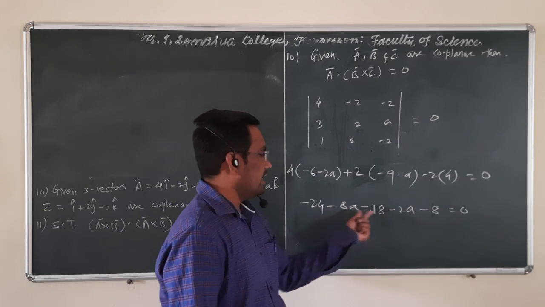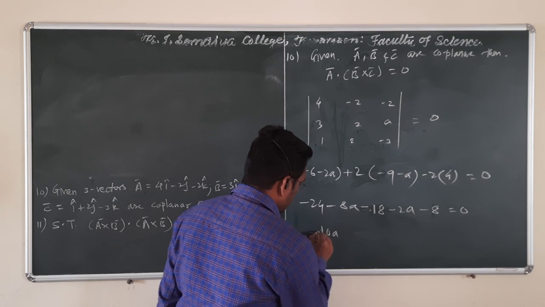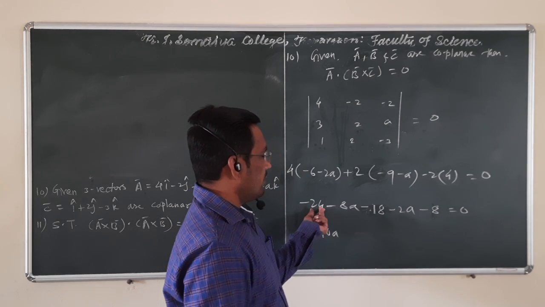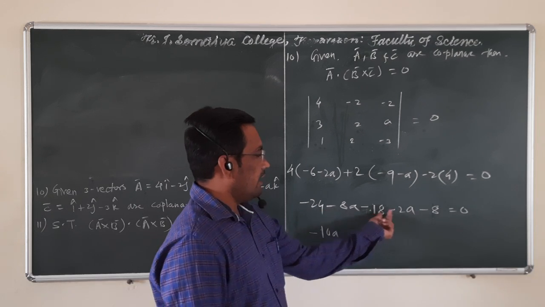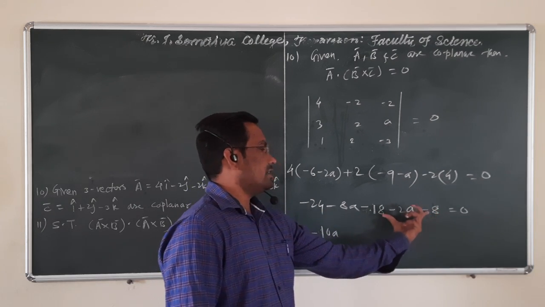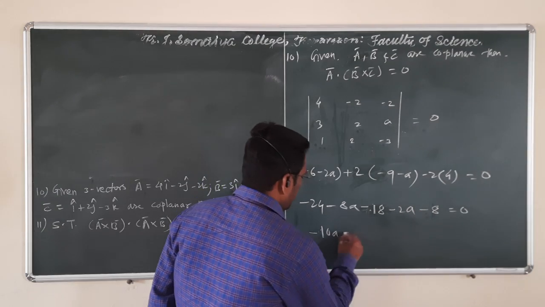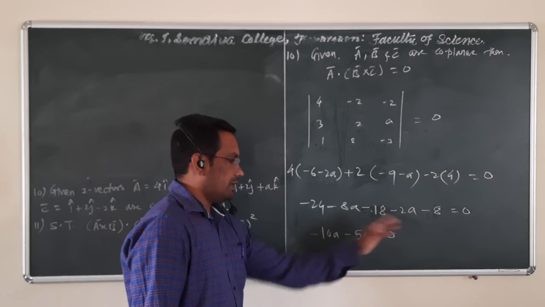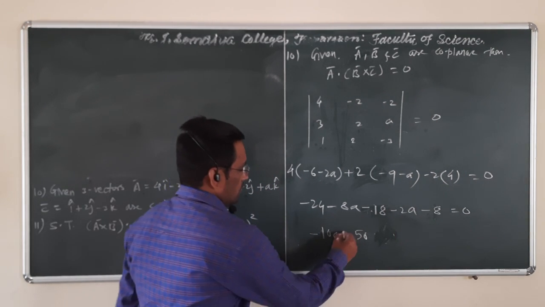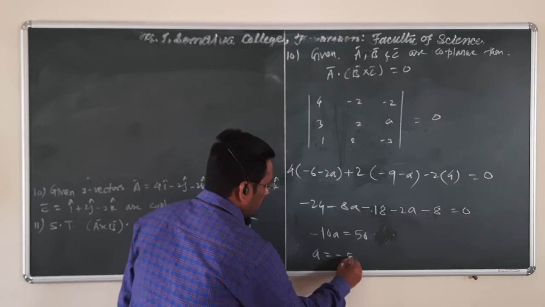So minus 8a minus 2a, so that is minus 10a. What are the remaining terms? 24, 18, 8, that is 26. So 24 and 26, which is 50, is equal to 0. So if you take this 50 on the right hand side, so 10a is equal to 15. So a is equal to minus 5.